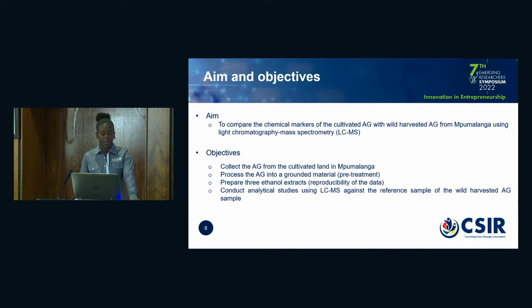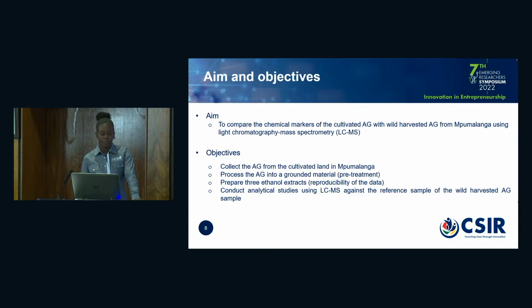This leads to the aim. The aim of the project was to compare the chemical markers of cultivated African ginger with wild harvested African ginger from Mpumalanga using the LCMS. The objective was to collect the African ginger from the cultivated land in Mpumalanga, to process the African ginger into ground material, powder, to prepare 3 ethanol extracts, and finally to conduct analytical studies using LCMS and compare it to the reference sample, which is of the wild harvested African ginger.